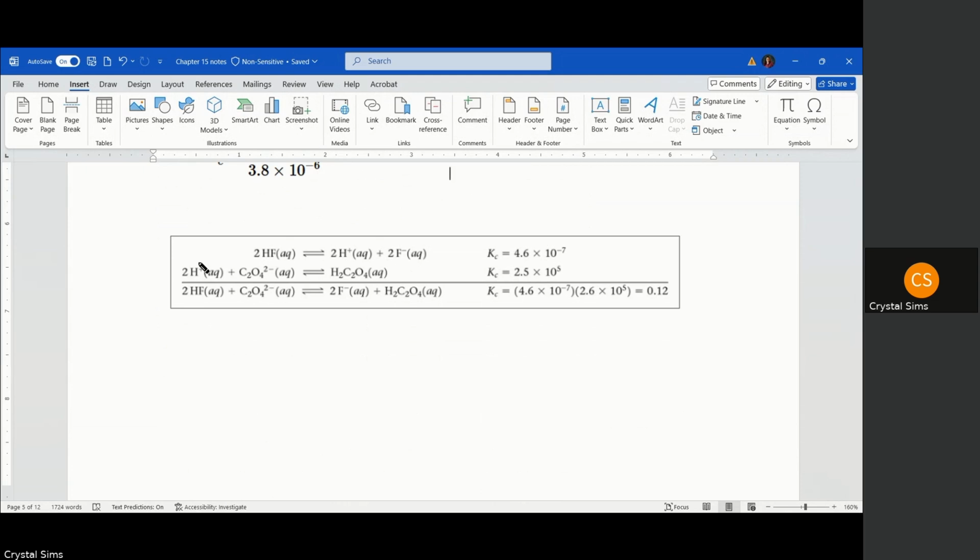But notice now what we're able to do. We can get rid of those hydrogen ions because in our first equation we have it on the product side. Here it's on the reactant side. So we can get rid of those. And now we have the exact equation that we need. Our coefficients are correct, and we have everything that we need, so we just multiply. We multiply our coefficients, and here is our final K sub C for the overall reaction.